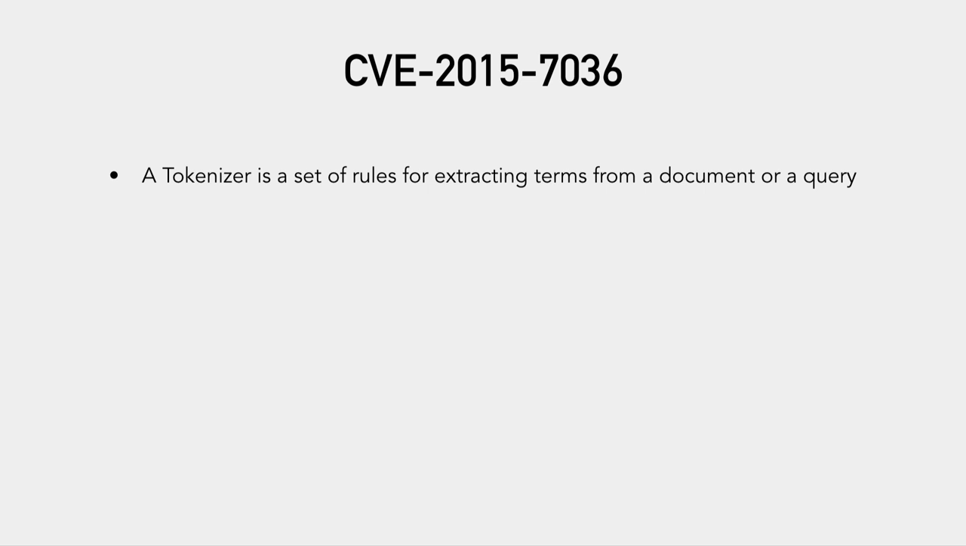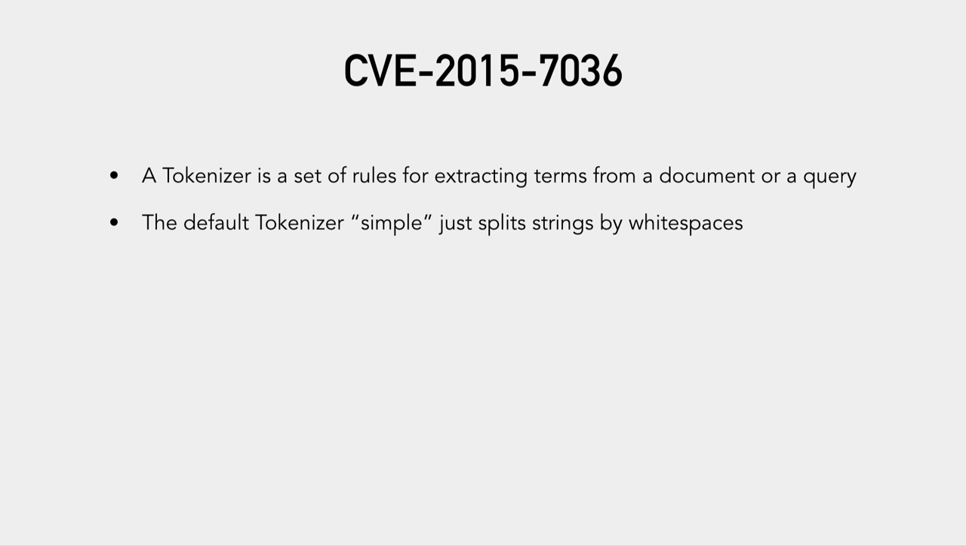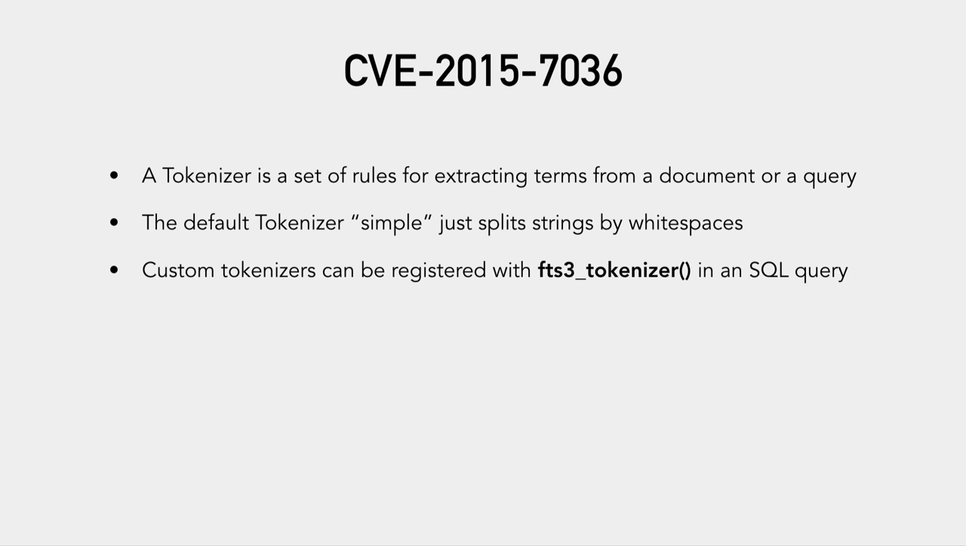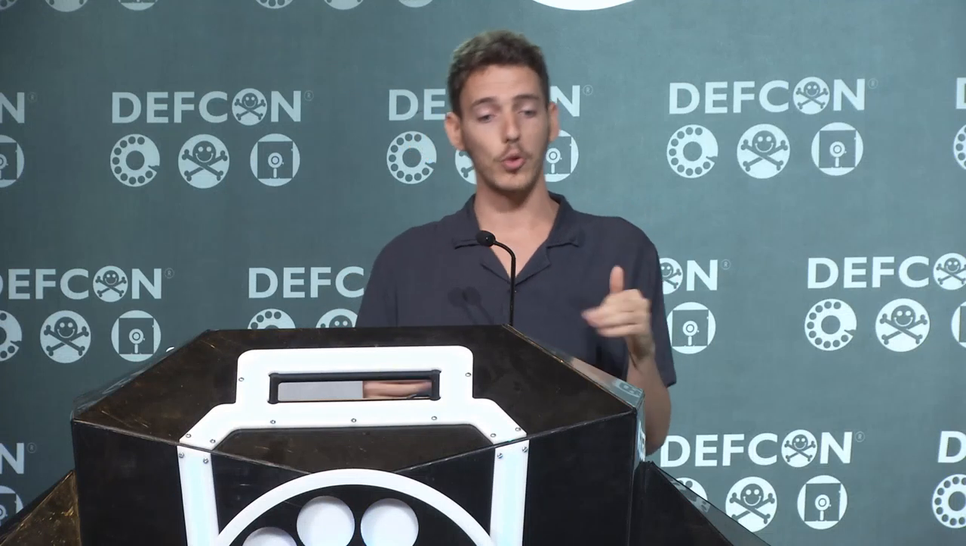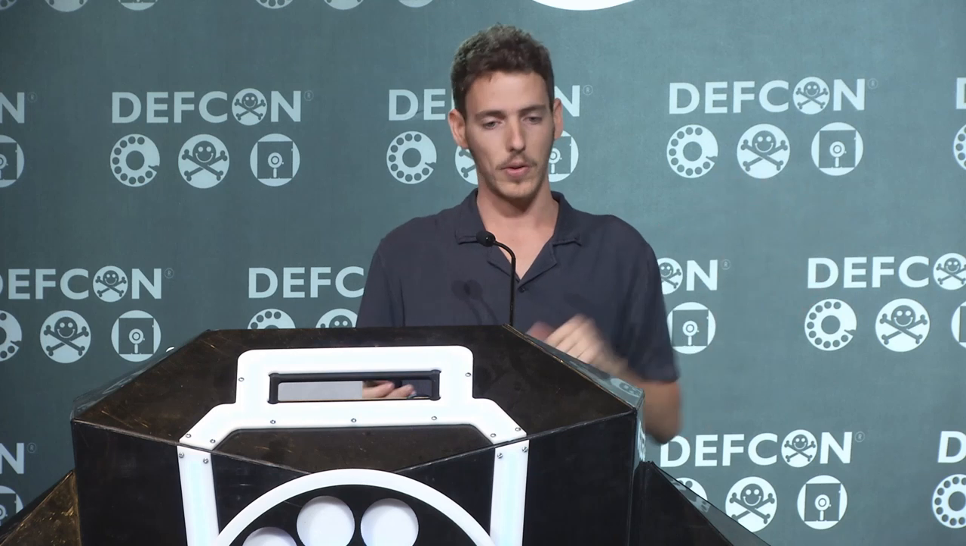A tokenizer is a set of rules for extracting terms from a document or a query. The default tokenizer is called simple, which just splits strings by white spaces. However, if you like, you can register a custom tokenizer using the FTS tokenizer function in an SQL query. I will repeat it slowly. You can actually register a function using an SQL query. You are about to pass a raw pointer to an SQL query. This is absolutely insane. Actually, I have no idea how to really use this functionality other than in my exploit.